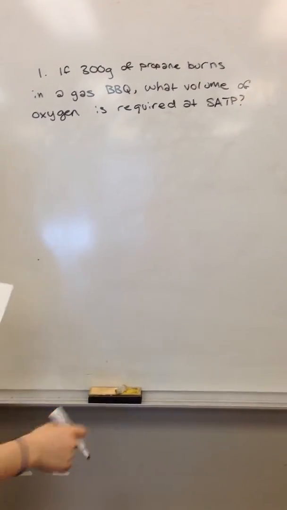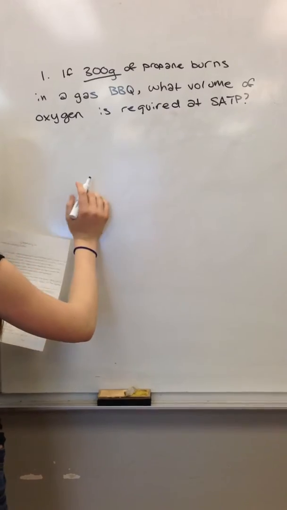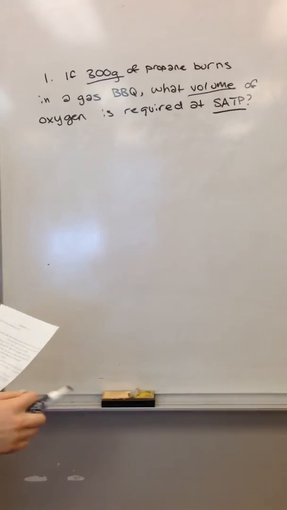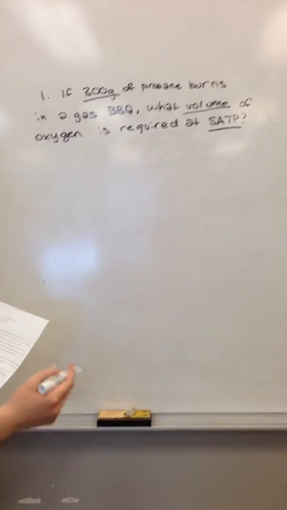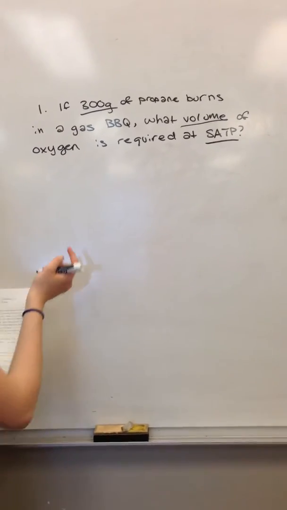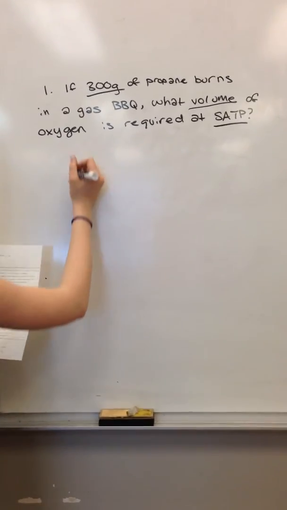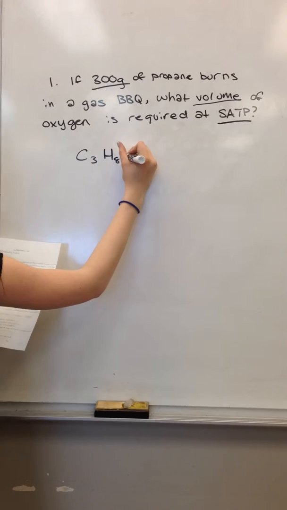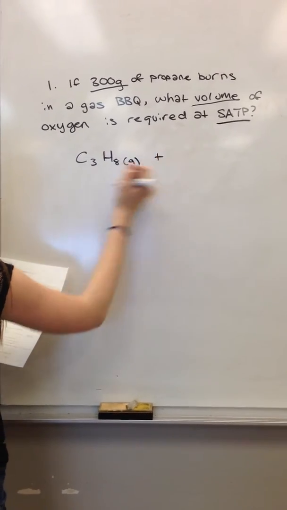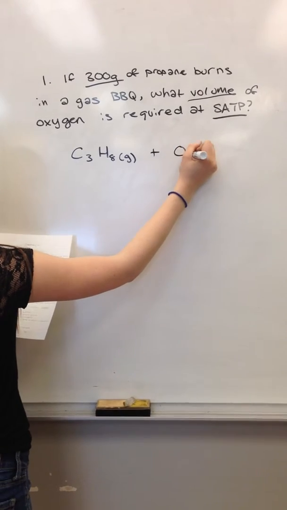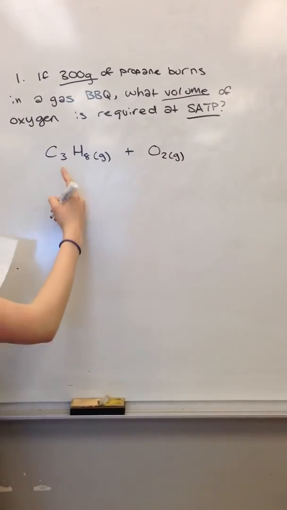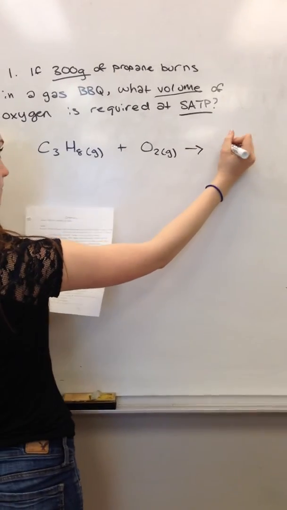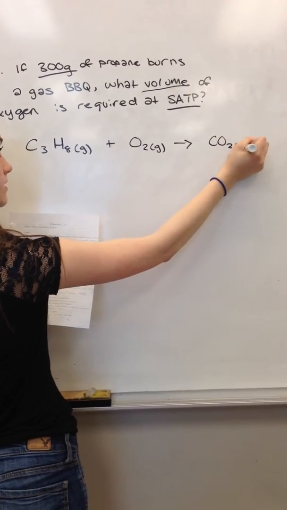So first thing that we're going to notice is that we have 300 grams, we're looking for the volume, and they also give us SATP, which means that we have a specific set of conditions of temperature and pressure. And so the first thing that we need to do is write out a chemical equation. So propane has the chemical formula C3H8 plus oxygen. And notice that this is a combustion reaction, so it results in carbon dioxide and H2O.